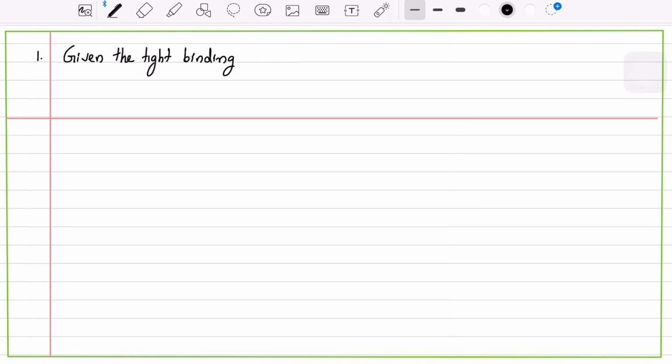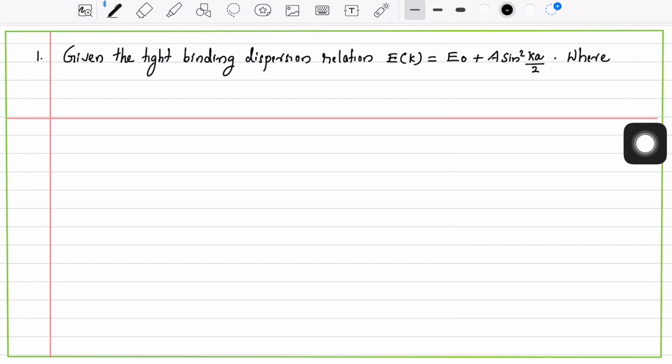The question is, given the tight binding dispersion relation, E is equal to E0 plus A sine square ka by 2, where E0 and capital A are constants, and small a is the lattice parameter.